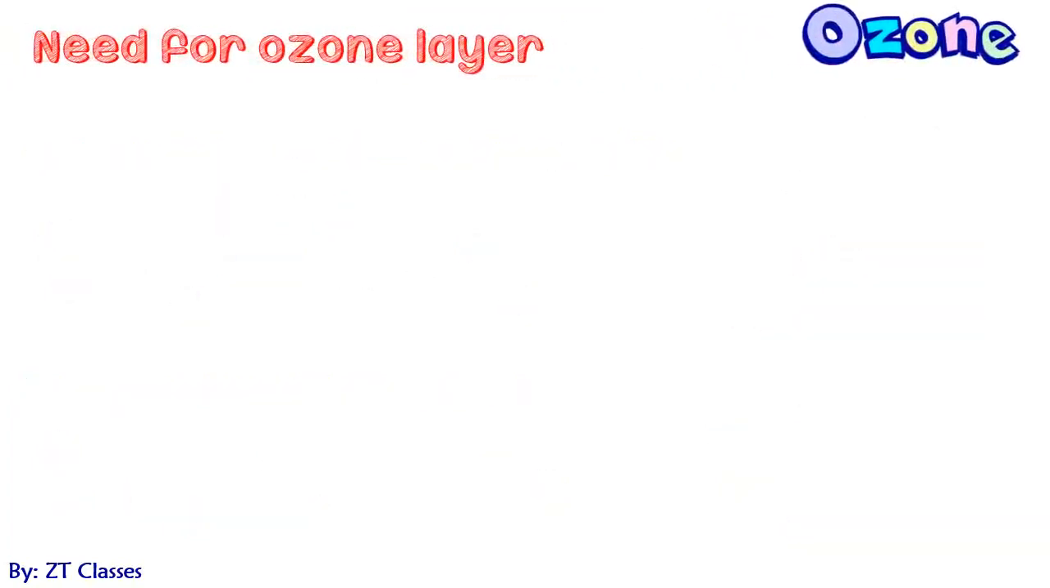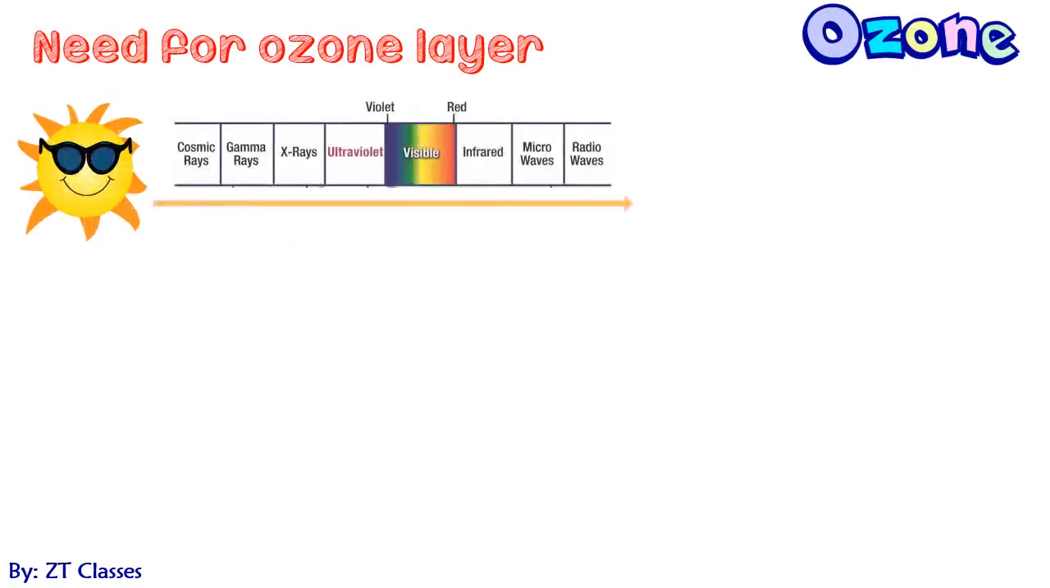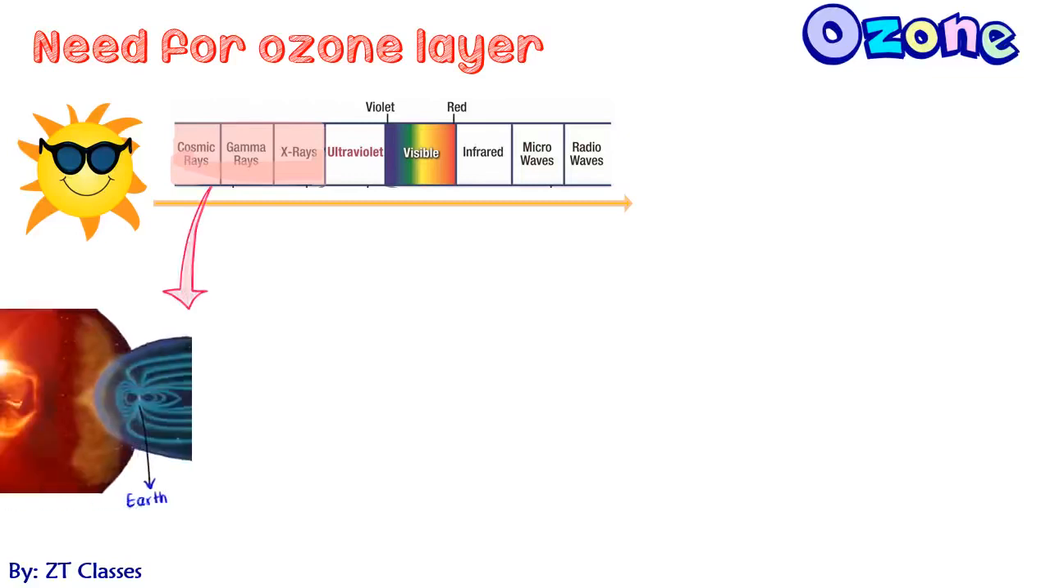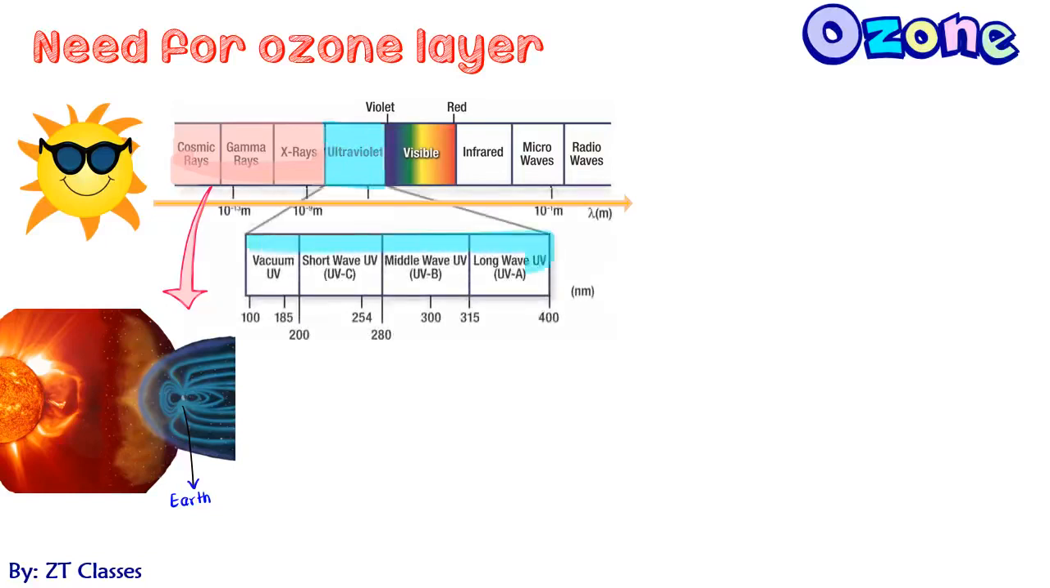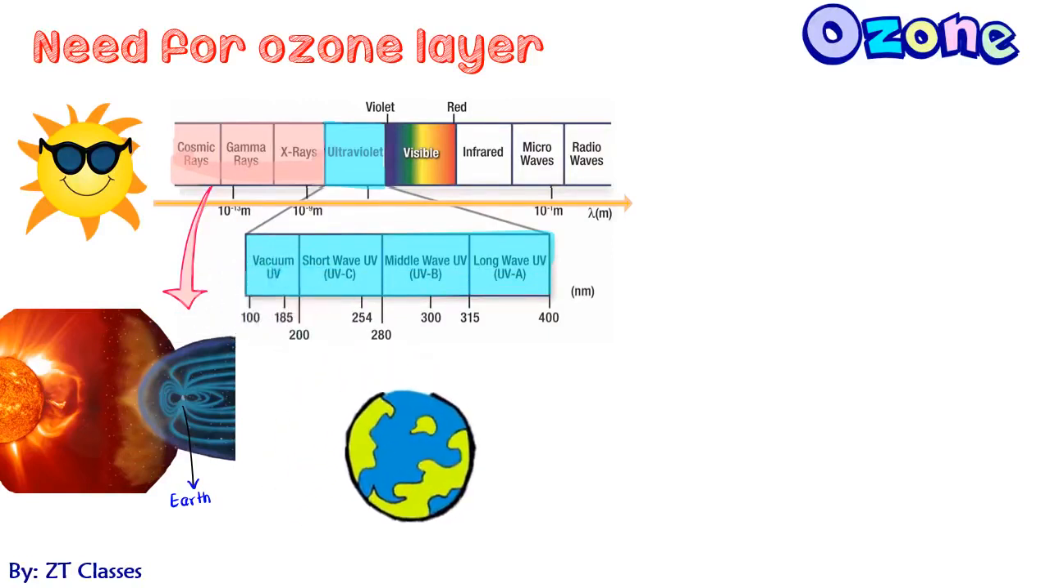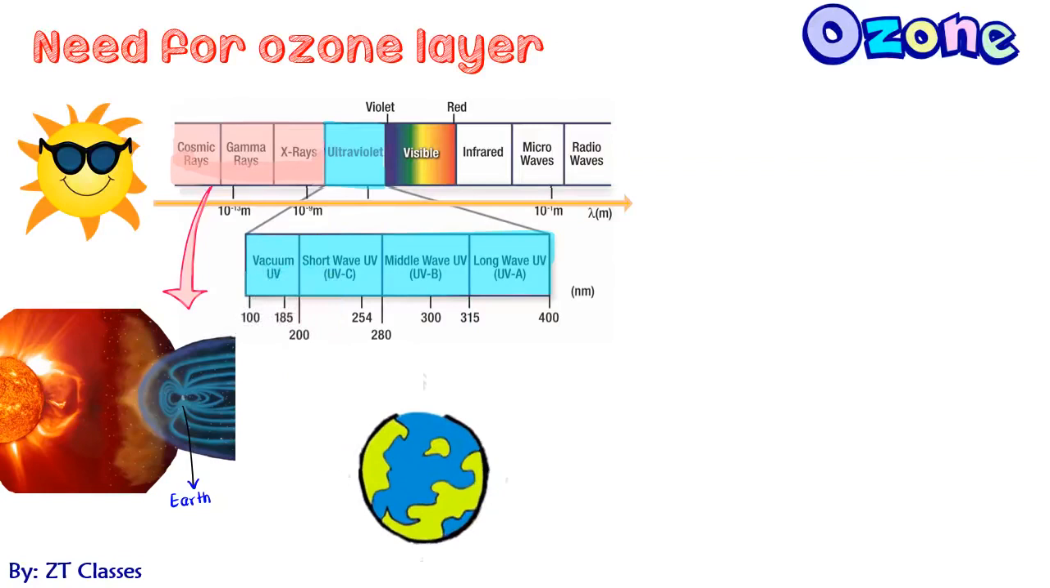The need of the ozone layer. We all know that the sun emits EM waves. These EM waves consist of very harmful cosmic rays, gamma rays and X-rays. All these rays are shielded by Earth with the help of its magnetic field. Now a part of the rays before visible rays are ultraviolet rays. They can be broadly split into 3 main categories: UVA, UVB and UVC. These are not shielded by the Earth's magnetic field. So to protect Earth from the harmful effect of UV waves, we have the ozone layer.